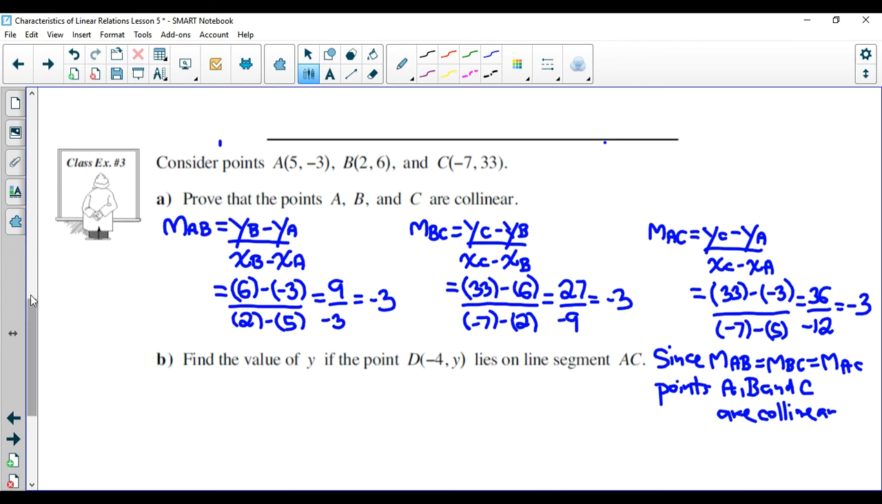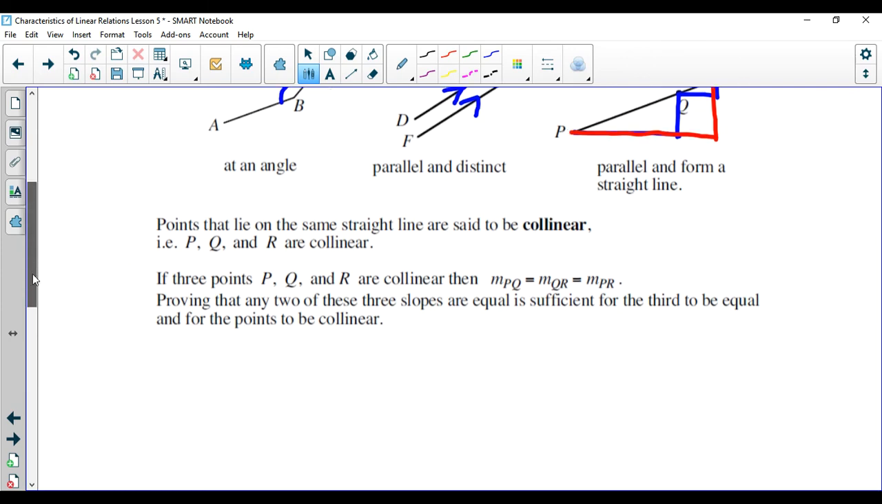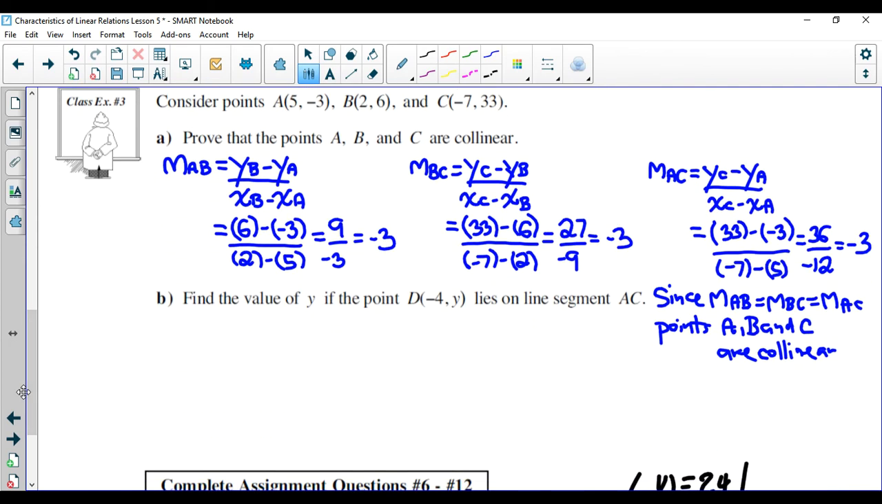Okay, so the idea right here is that every line segment that forms this line has the same slope, so they must all be collinear. They form the exact same line. Now part B says find the value of y if the point D also lies on this line segment. If point D lies on this line segment, then it must have the same slope as the line segment. So we're adding an extra little line segment to this.